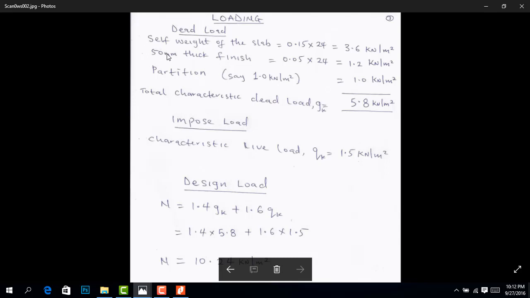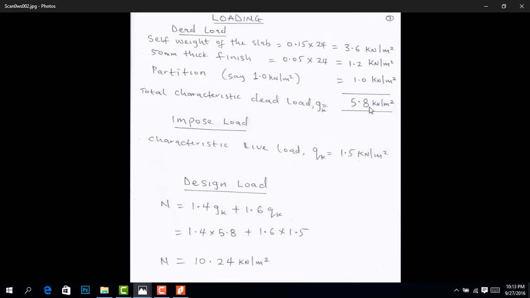We are finishing, as in 50 mm thick finishing on the slab, which is now 0.05 times 24. We have 1.2 kilonewton. Then partition load, the tables, the chairs, the partitions that will be on the slab, let's say 1 kilonewton per meter square. So the total characteristic dead load will be 5.8 kilonewton per meter square.